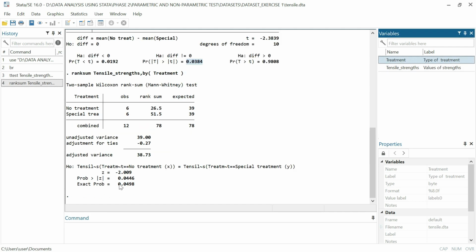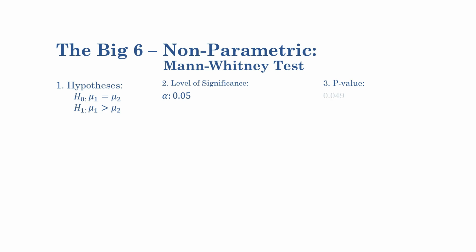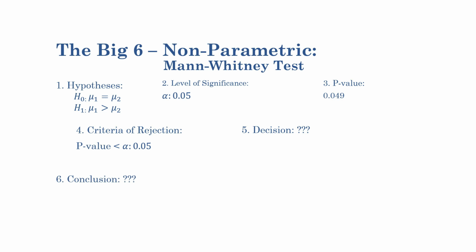And voila! Now we have the p-value, which is 0.049. The criteria of rejection, we know already. What will be the decision and the conclusion? I'll leave it for you to write down in the comments or even to practice by yourself.